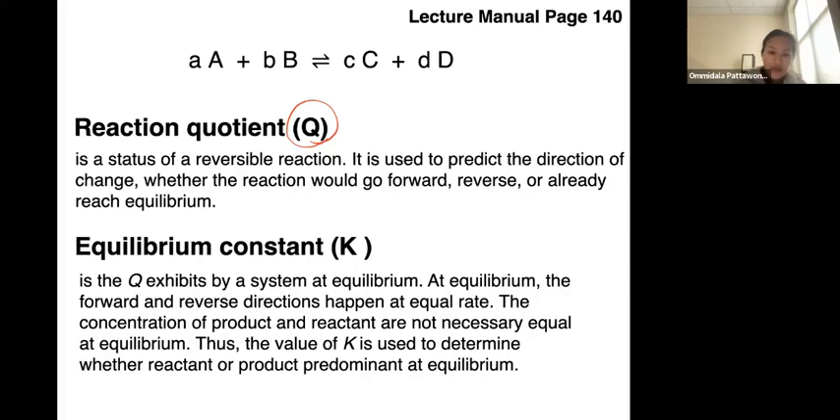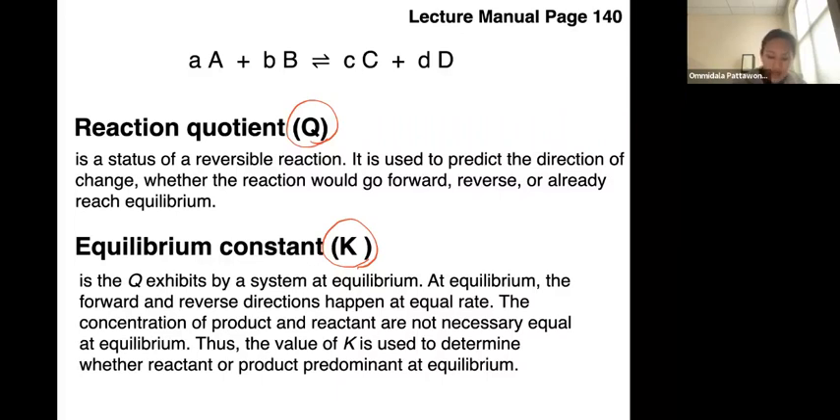The second term is the equilibrium constant. We are going to use uppercase K in this case. As the name implies, this is the constant, so it's going to stay constant. The equilibrium constant is going to tell us exactly what happens at equilibrium, which species is predominant, whether it's going to be product or reactant. That's what the equilibrium constant is going to be able to tell us.